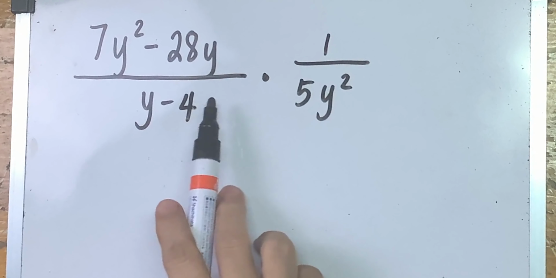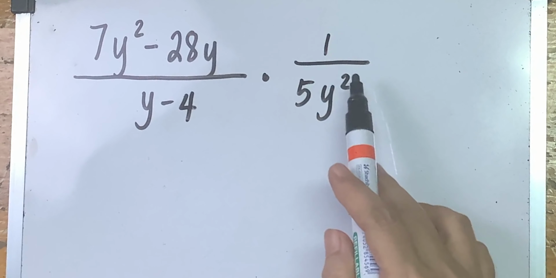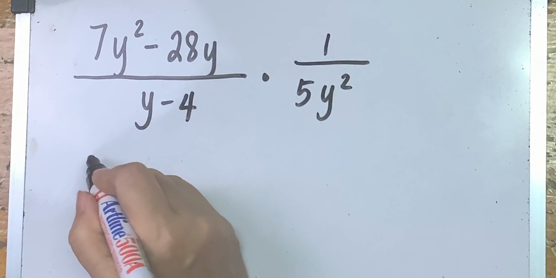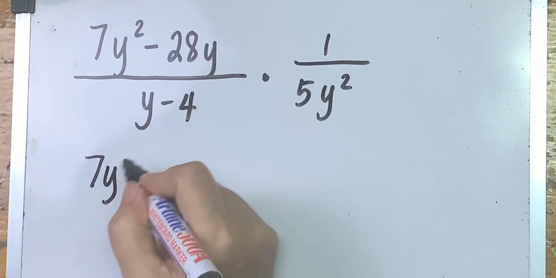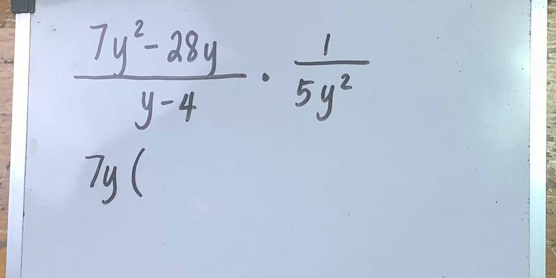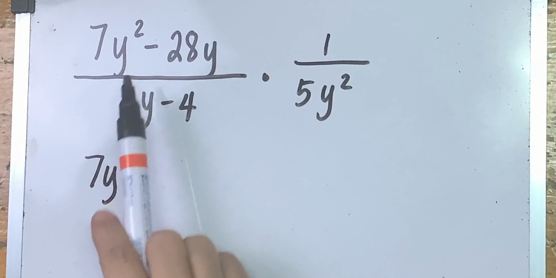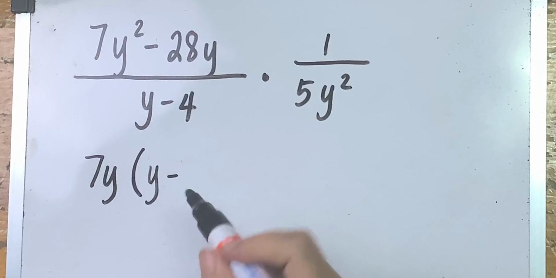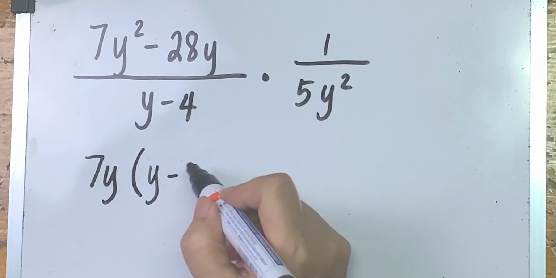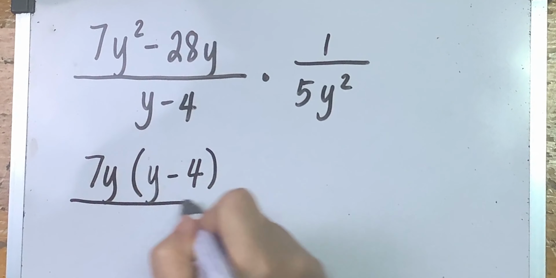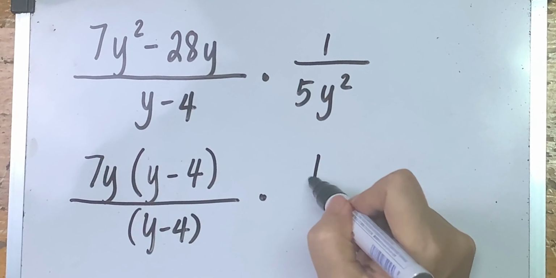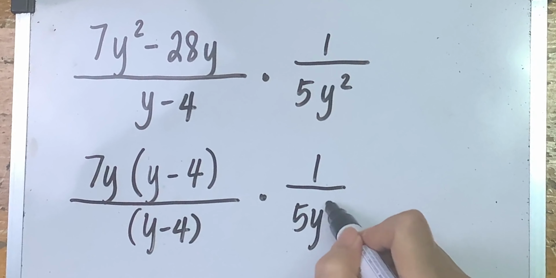7y squared minus 28y over y minus 4 times 1 over 5y squared. So titignan natin yung numerator natin ng first term, may common factor. Common factor niya is 7y. Okay? Labas natin yung common factor and then i-divide natin to. 7y squared divided by 7y is simply y minus 28y divided by 7y is 4 over y minus 4 times 1 over 5y squared.